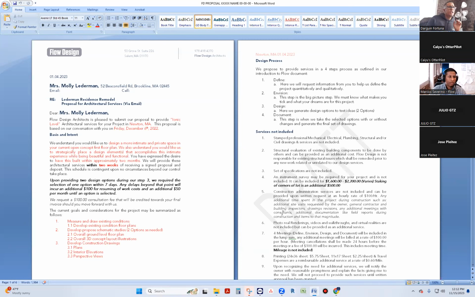In this case, I'm going to focus on a clause that we added recently, and there are two. One is that whenever we write a contract, we have to tell people what we're doing, but it's actually even more important to tell people what we're not doing so that they don't expect that we're going to be doing something. So in all of our contracts, we now have this new clause. We always had that stamp professional, mechanical, electrical, plumbing, structural, and civil drawings were not included.